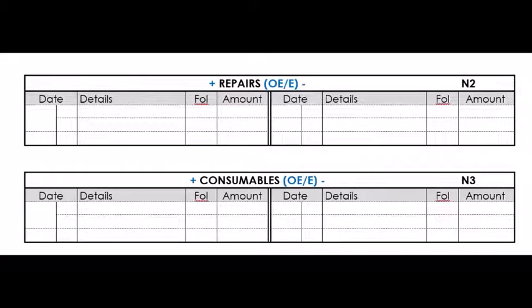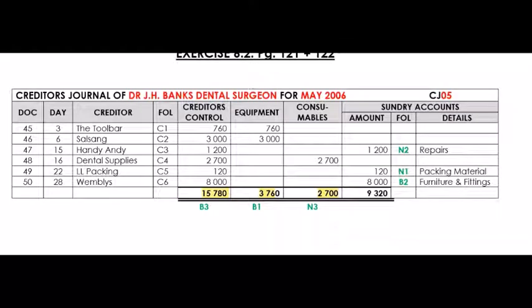The next value, the 2,700 Rand, will go to the debit side of consumables. And in consumables, you will post it at the end of the month because it's a column total. The contra account will be creditors control. The journal is the CJ, the value was 2,700 Rand. Then we are done posting the column total, so we can go and post sundry accounts.